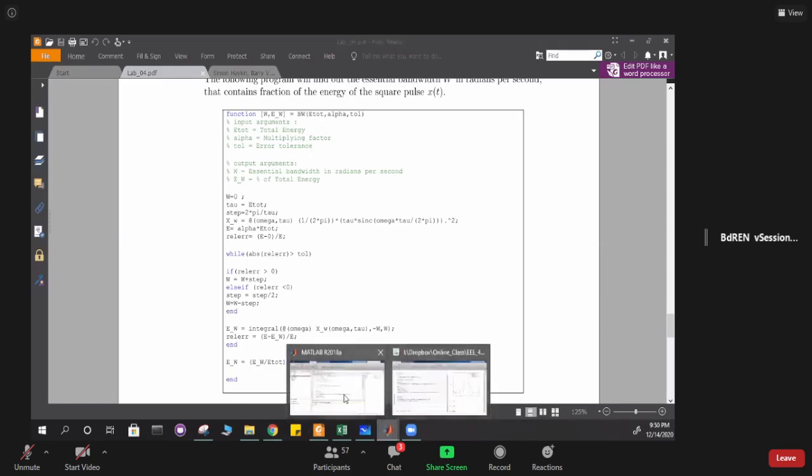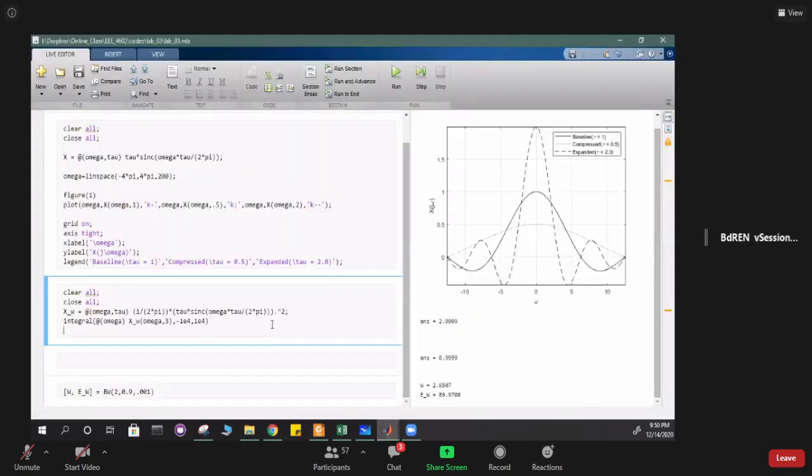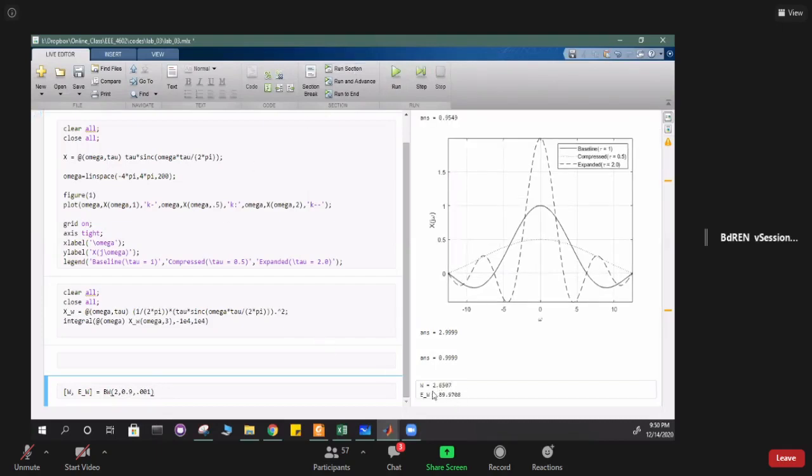If I run this particular portion, in this case our tau is 2, as in the rectangular pulse signal, and we want 90% of the total energy, with the tolerance level given as 0.001. If we run this section, you will find that the essential bandwidth W, that means 90% of the energy, resides within 2.6507. Finally we get this, which is basically 90% or close to 90% of the total energy.